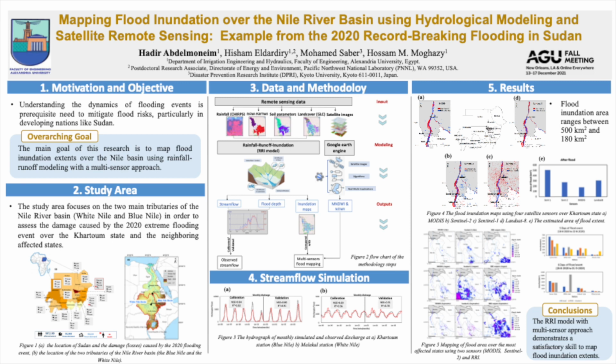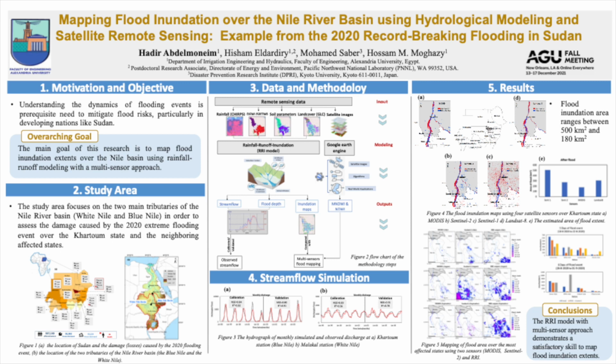By moving on to the data and methodology section, as we can see, such data were collected to simulate the stream flow and flood inundation extent based on the RRR model, which provides the three outputs: stream flow, flood depth, and inundation maps. On the other hand, the Google Earth Engine platform was used in order to estimate the flood inundation for several sensors and compared with the output of the RRR model inundation maps.